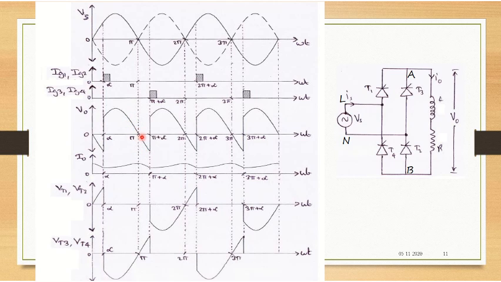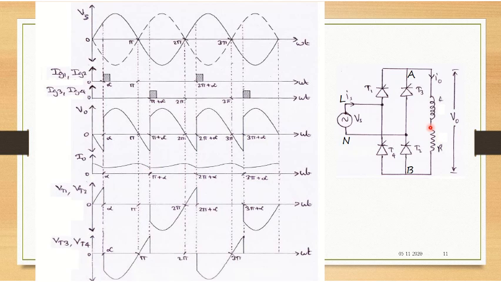During the period alpha to pi, you have output voltage positive, and current is also positive. During the duration pi to pi plus alpha, the output voltage is negative, and the current is positive. There is still current flowing in the circuit because of the presence of the inductor.